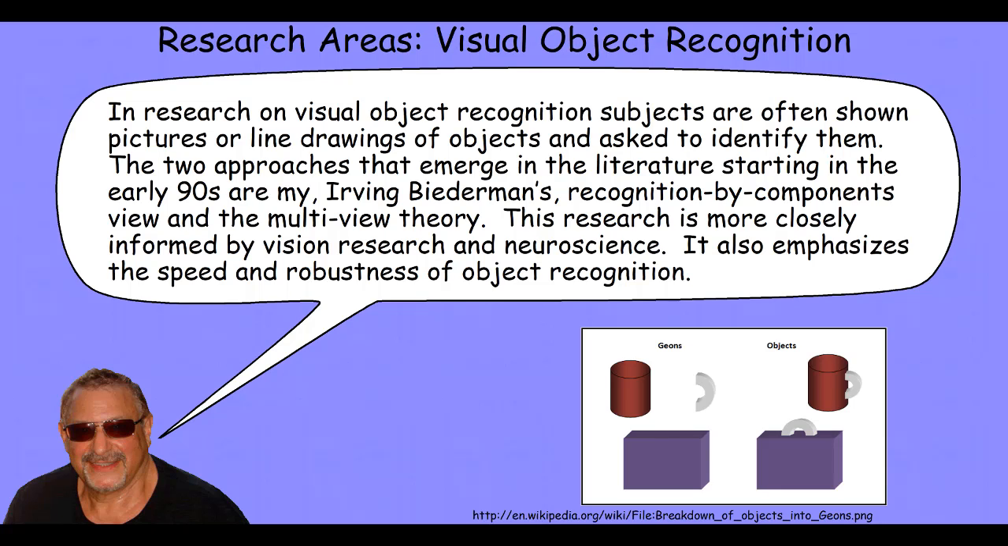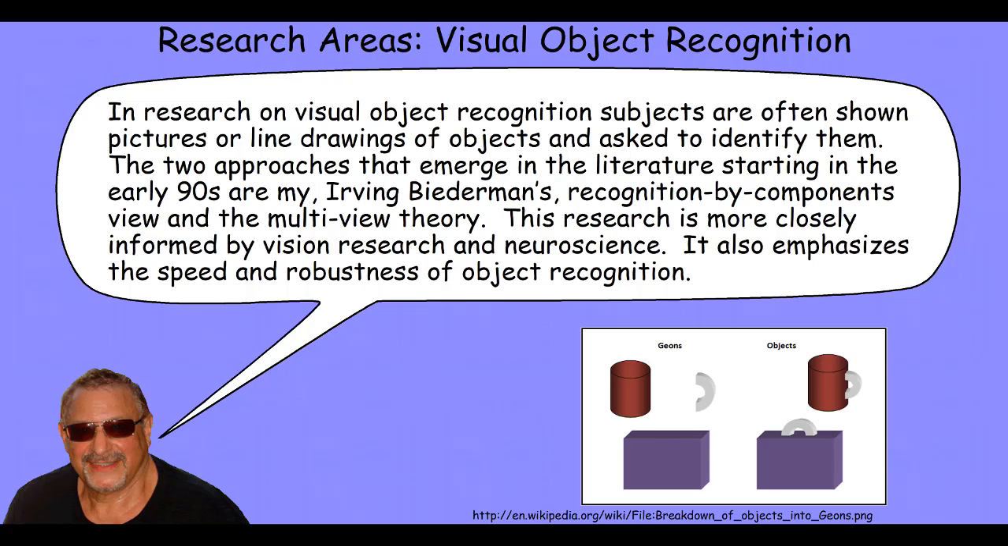The two approaches that emerge in this literature starting in the early 90s are Irving Biederman's recognition by components view, where we recognize something like a cup by breaking it into geometrical primitives, which he calls geons. So here's a cylinder, here's a handle. A cup is the thing that combines these two with the handle and the side of the cylinder. Recognition by components view supposes that's how we recognize objects visually.